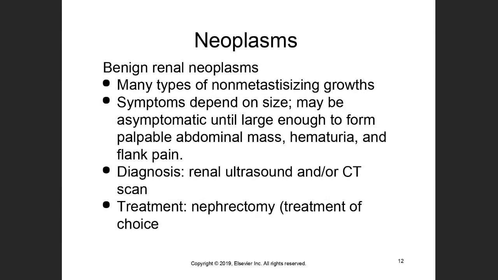Now we have neoplasia. We have benign renal neoplasia, many types of which are non-metastasizing. That means that they don't produce metastasis. They don't spread in the body, and the growth is really slow. Why? Because it's benign.